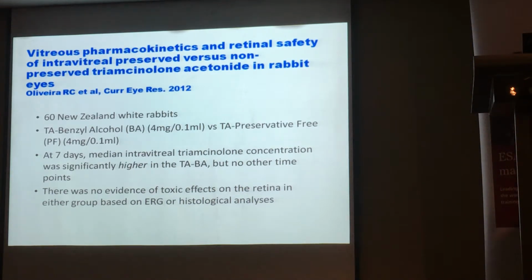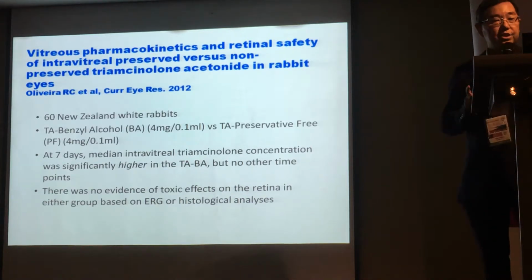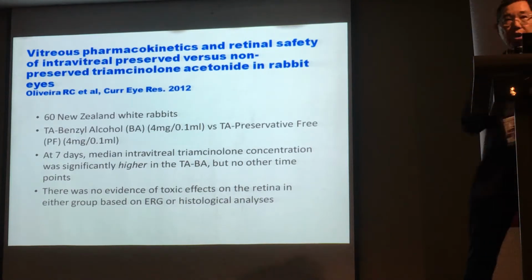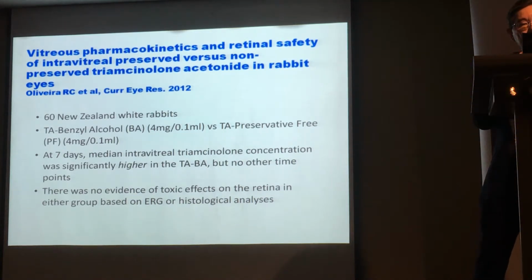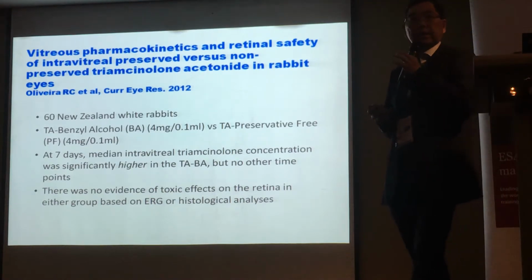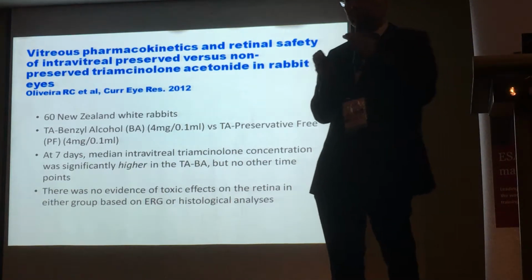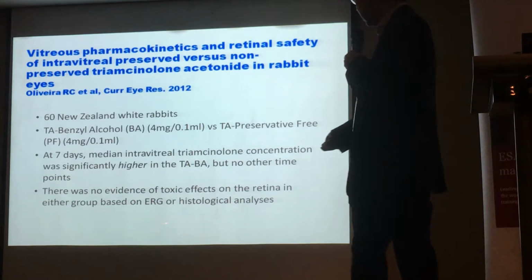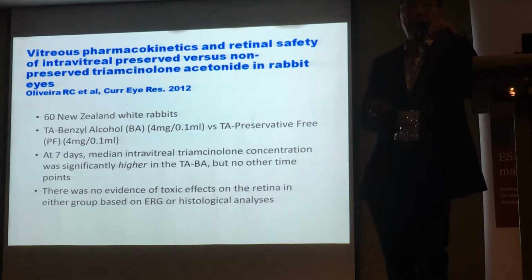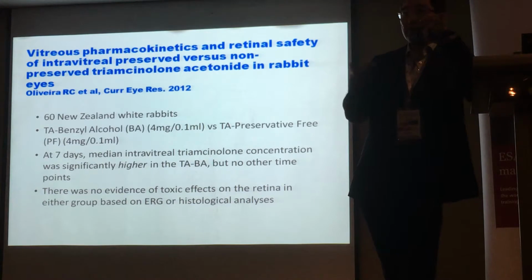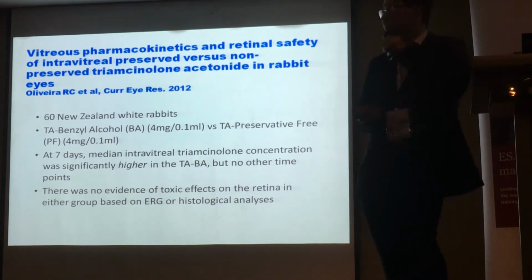We found that the median intravitreal triamcinolone concentration was higher in the preserved at 7 days only, and after that it was the same. Okay, so the preserved could hold its concentration for a bit longer in the eye. Right? So that means the preservative-free would disappear faster, and there was no evidence of toxic effect in either group. So it didn't really prove one way or the other that preservative-free was superior. Of course, if you have a choice, you use preservative-free, but I think it's much more expensive than the preserved.